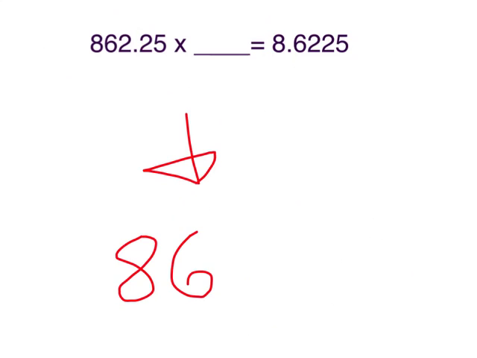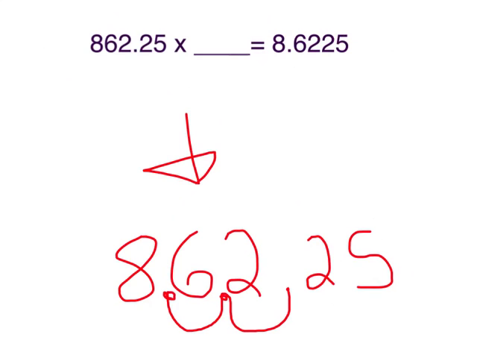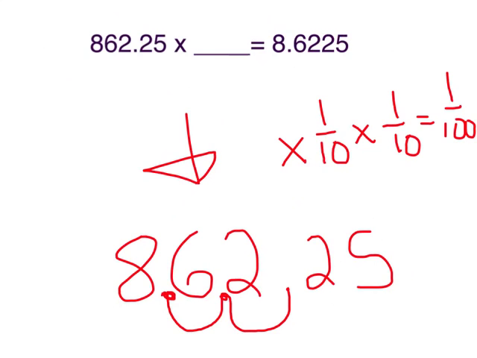I have 862.25, and I know my final answer has to be 8.6225. So I can see that my number is getting smaller by 1, 2 place values. I know that each place value is getting smaller. You multiply by 1/10. So I have to multiply 1/10 times 1/10, and that gives me 1 over 100. So I know the answer is going to be 862.25 times 1 over 100 is 8.6225.